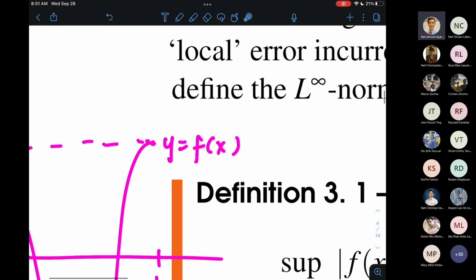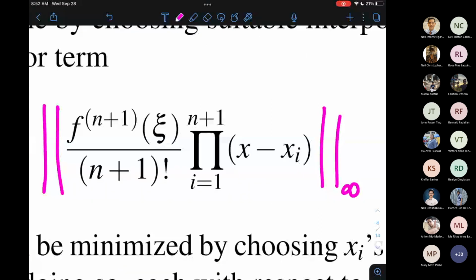Delayed na naman yata yung aking screen. Nag-shift na ba yung screen ko sa inyo? Okay, there you go. Ngayon lang siya umabot. Okay, so I hope you're seeing it now.